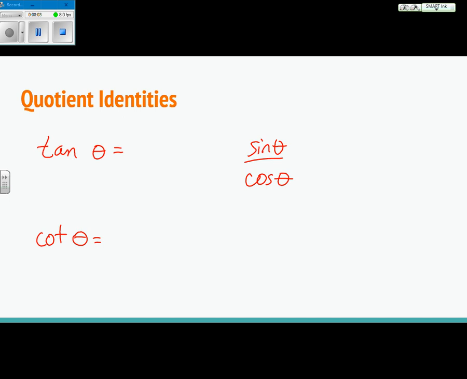Now remember, cotangent was just the reciprocal of what? Tangent. Absolutely. Cosine over sine. Good.